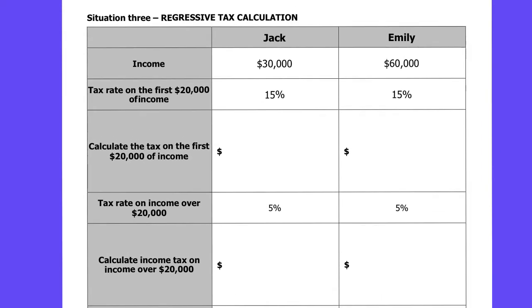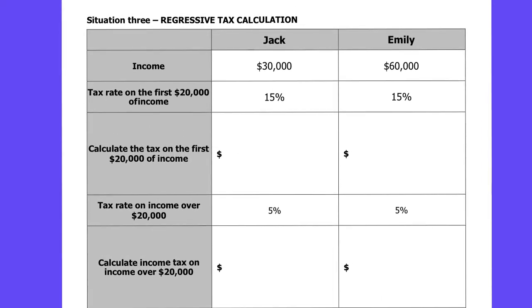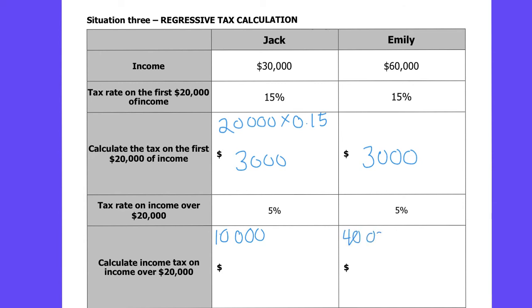So again, they're both starting with the 20,000. So we'll just do that calculation first. And that was at 15%. So we've got 3,000, and that'll be the exact same for Emily. And now anything over 20,000. So we know Jack has 10,000 over, and Emily has 40,000 over.